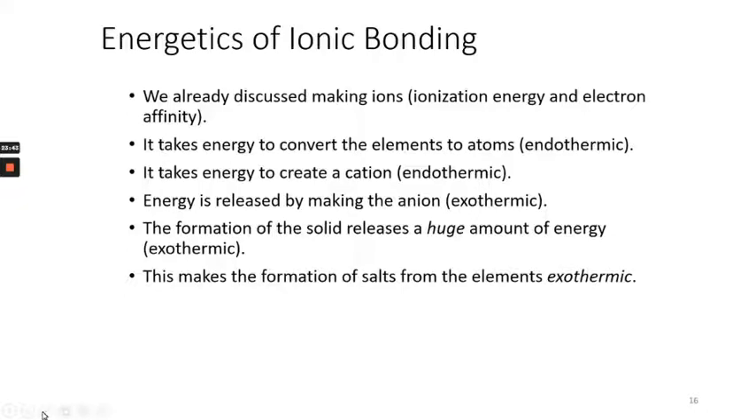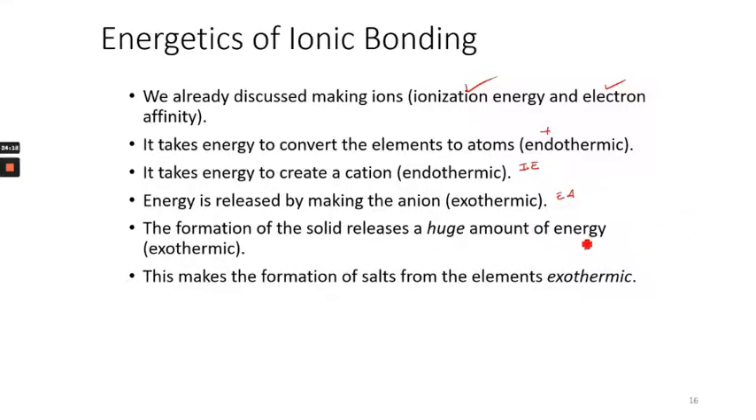So what's involved in the ionic bonding? Well, we already discussed that you have to make them ions when you have ionic bonding. So you need to know the ionization energy and your electron affinity. You need to know the energy it takes to convert an element to the atoms, and that is you're adding energy in. Then the energy it takes to create the cation, right? And that is your ionization energy. The energy released when you make an anion, that is your electron affinity.